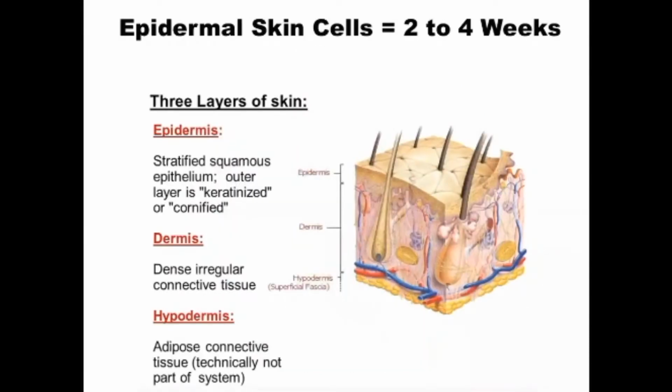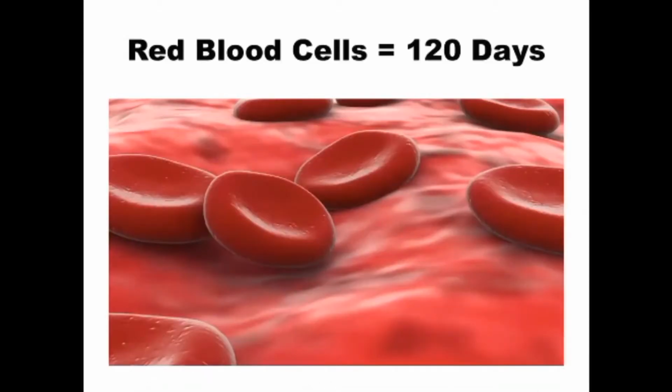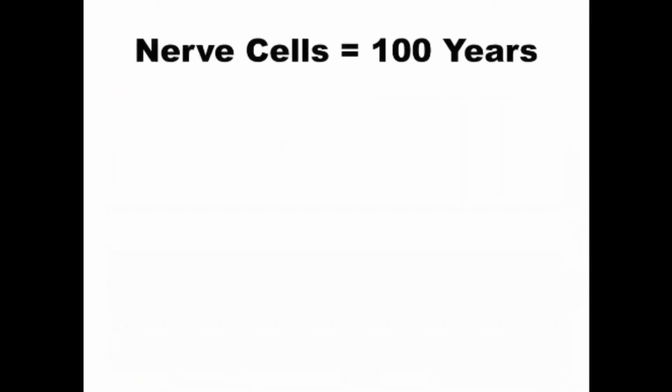Let's talk about some specific types of cells and how long they live. This is a cutaway of your skin, and skin has 3 layers of different kinds of skin. We'll just talk about the top one, the epidermis. The epidermal skin cells last between 2 and 4 weeks. That's a pretty fast turnaround, right? Red blood cells last 120 days. Short, right? If you think about the fact that it only lives 120 days, we know we can make an impact in that pretty quickly.